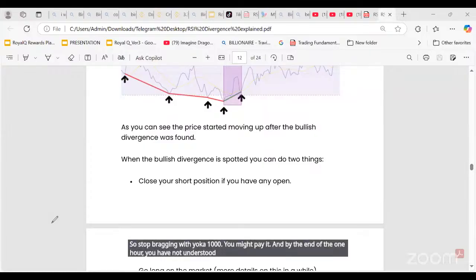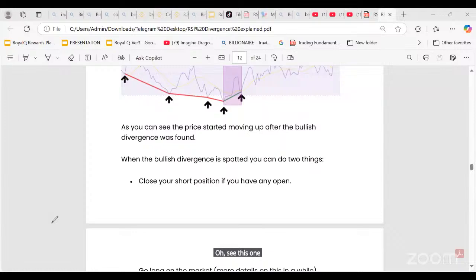Now see this one. I want to set up my Binance exchange automatically. Let me just move on now.